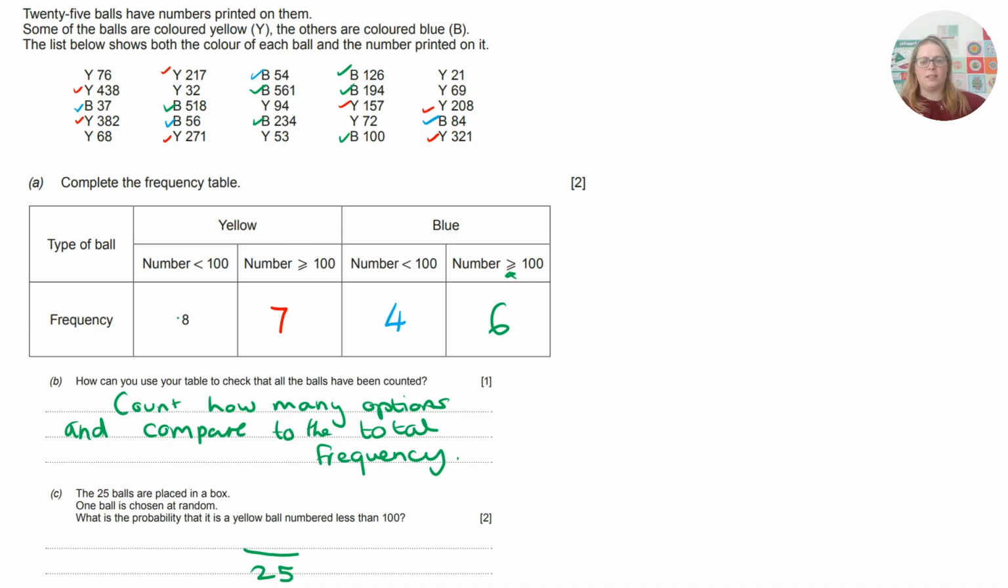So our yellow would just be the 8 and the 7, but because we're looking at less than 100, we're just looking at the 8. So it'll be 8 over 25. And that question is completed. Let's have a look at the mark scheme.